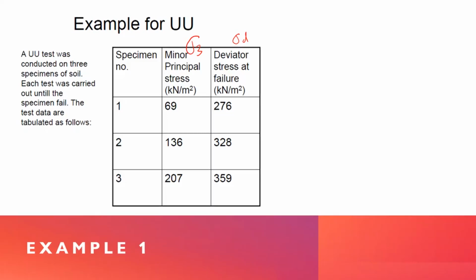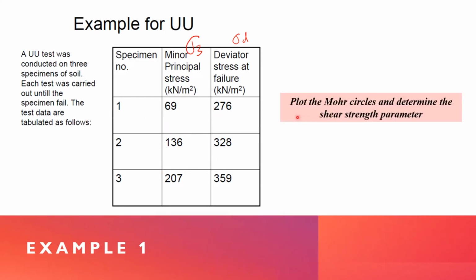For sample 1, or specimen number 1, the minor principal stress is 69, sample 2 is 136, and sample 3 is 207 kilonewton per meter square, or kPa, kilopascal. And the deviator stress is given for each of them. The question asks you to plot the Mohr circle for each specimen and determine the shear strength parameter.